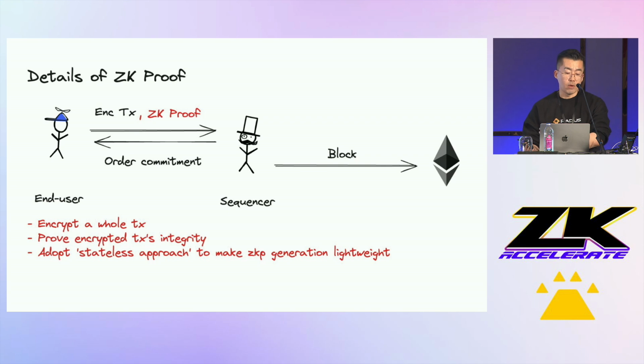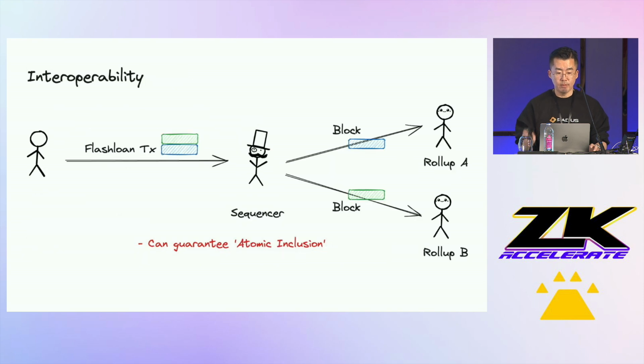Another approach that we are researching is a stateless approach, to make this ZKP generation lightweight. Or we could use some kind of ZK acceleration on this, because the time to generate a ZK proof on the client side is really important for a better user experience.